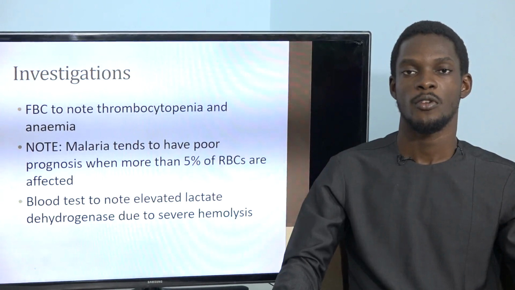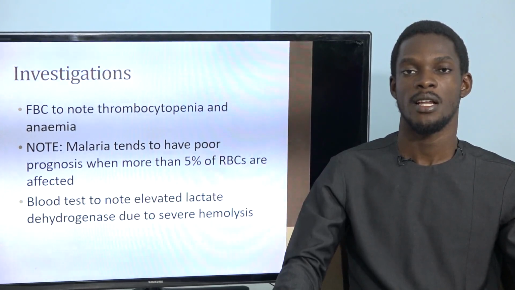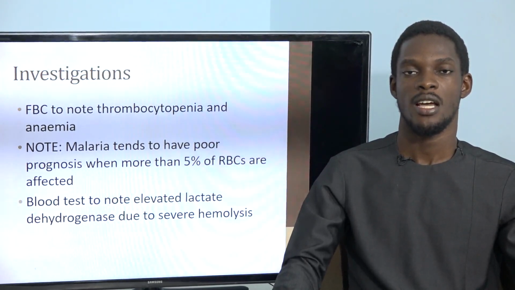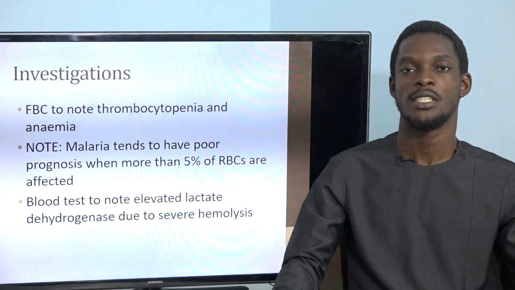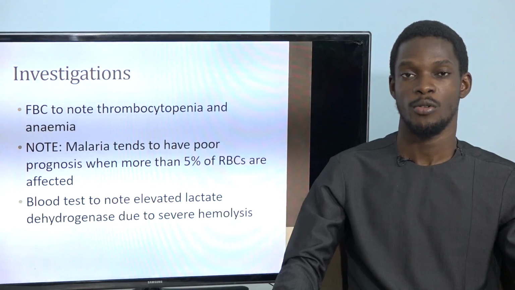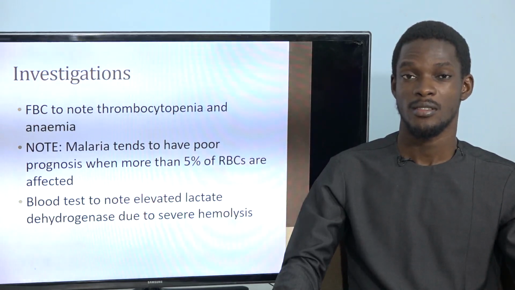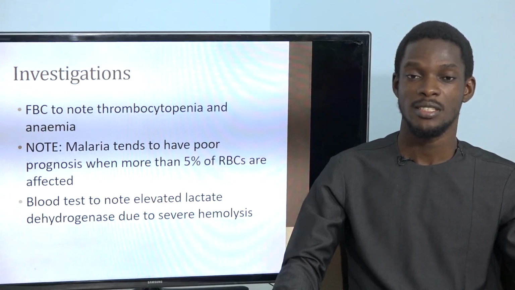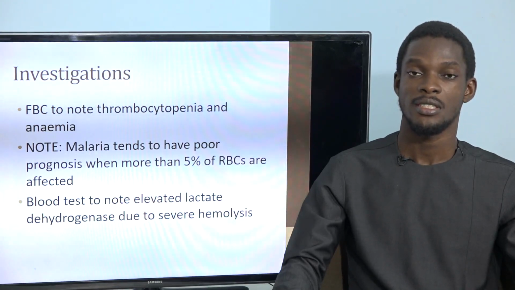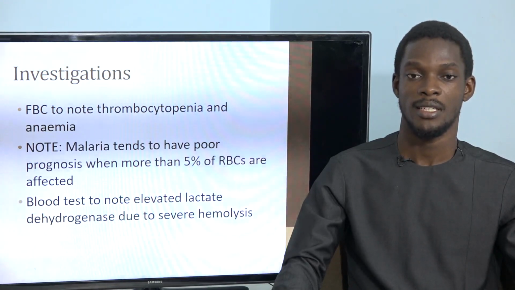Remember that we stated before that there are 5 million red blood cells per microliter in an average adult. If you have 5% of 5 million being destroyed, that is about 250,000 red blood cells. And that alone is a huge number per microliter. Therefore, if you have 250,000 per microliter of red blood cells being destroyed, you can imagine. So it releases a lot of lactate dehydrogenase into the blood, and you can measure this through blood testing.